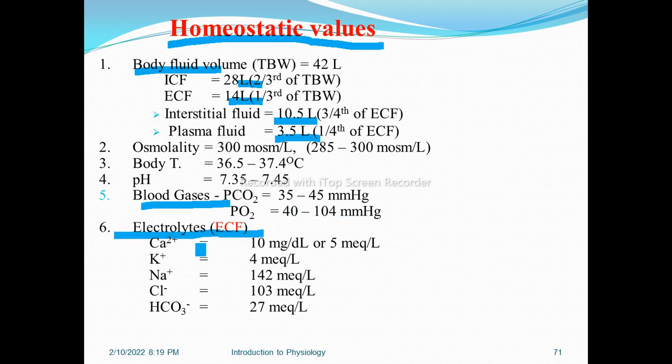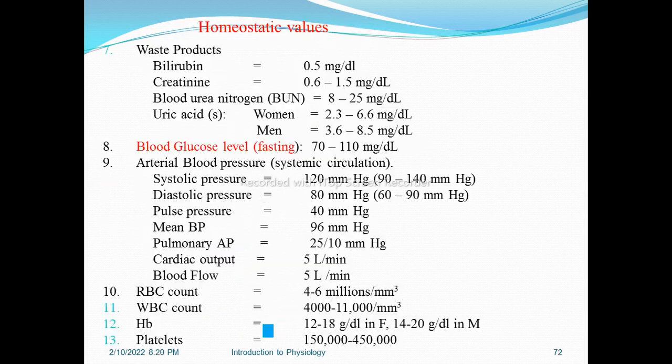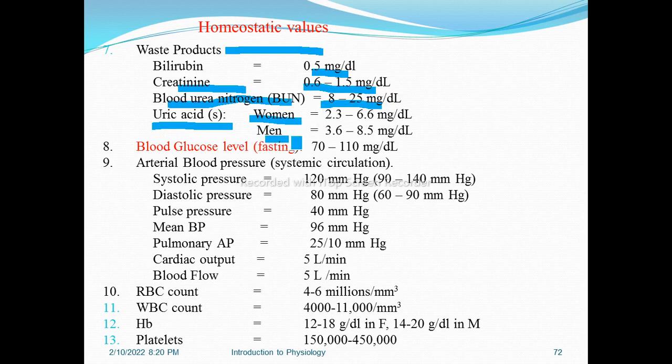Electrolytes in extracellular fluid: calcium is 10 milligrams, potassium is 4, and sodium is 142. Chloride is 103 and bicarbonate is 27 mEq per liter in the extracellular fluid environment. And waste products: bilirubin is 0.5 on average, creatinine is between 0.6 and 1.5 for male, and between 0.5 and 1.3 for female. Blood urea nitrogen or BUN is between 8 and 25 milligrams per deciliter. Uric acid is different for women and men: for women between 2.3 and 6.6, for men between 3.6 and 8.5.